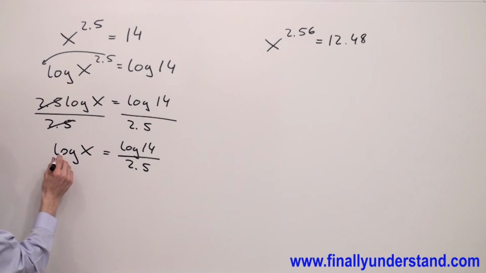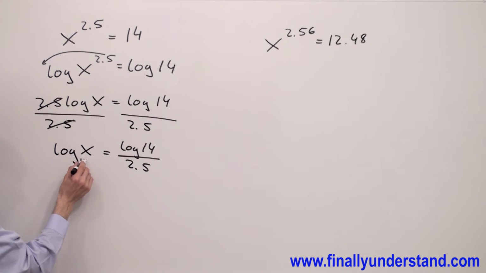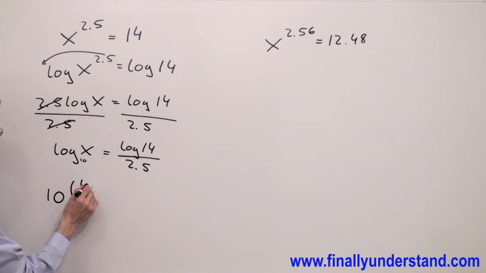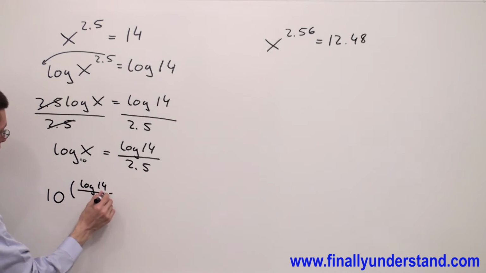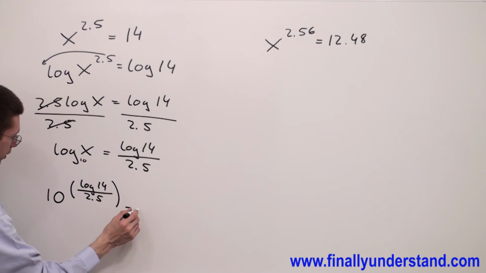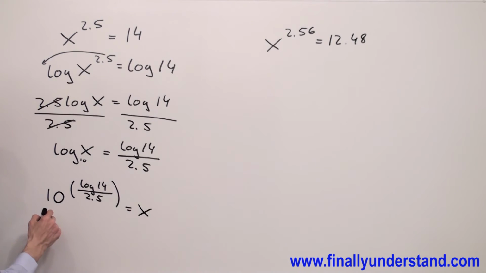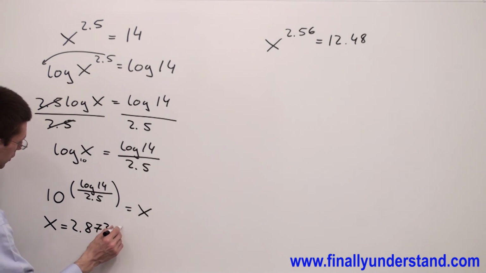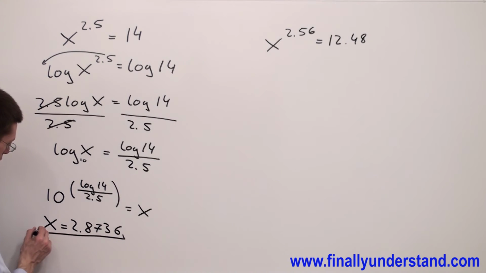Next, we're supposed to use the definition of the logarithm to find the value of x. Keep in mind that this logarithm has an invisible base 10. So I have to write 10 to the power log 14 over 2.5 is equal to x. If you plug these numbers into the calculator, you're supposed to get the value x equals 2.8736. This is the solution to this problem.